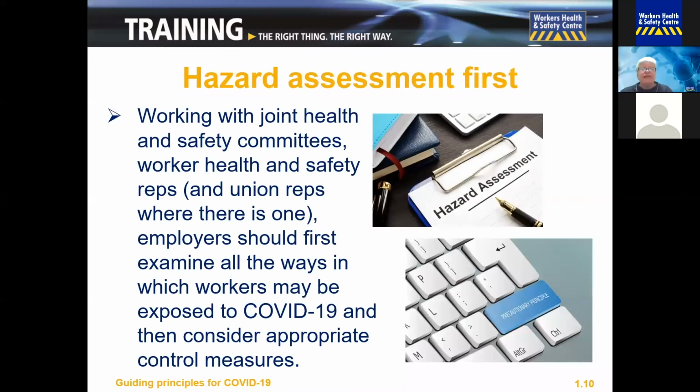Before applying these principles to control potential COVID-19 exposures, a proper hazard assessment should be conducted in the workplace. Joint Health and Safety Committee worker members and/or worker representatives and/or union reps, where there is a union in the workplace, should all be involved in carrying out the hazard assessment. Working with the employer, they should examine all the ways in which workers may be exposed to COVID-19.